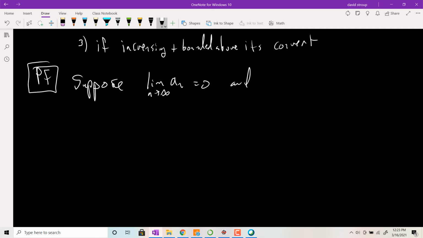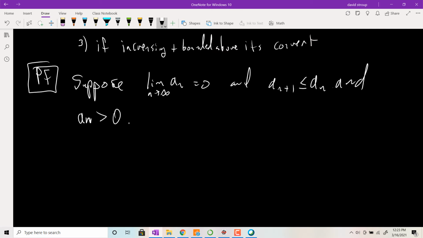The limit of a sub n goes to 0. And then, a sub n plus 1 over a sub n... the sequence is decreasing. In other words, a sub n plus 1, the next one, is less than or equal to a sub n. Oh, and we also need a sub n to be positive.